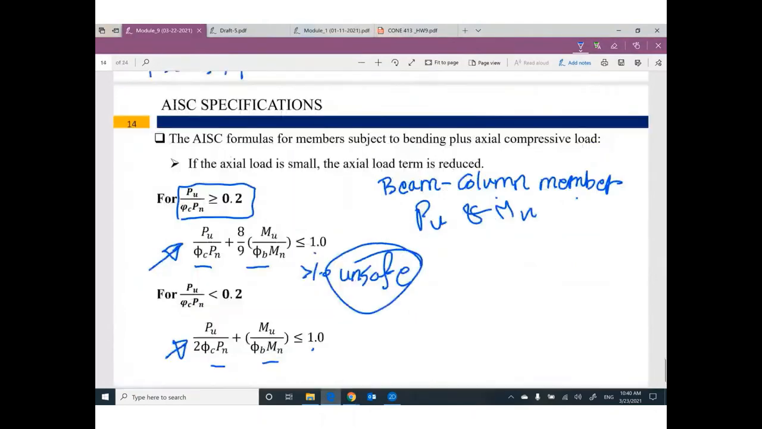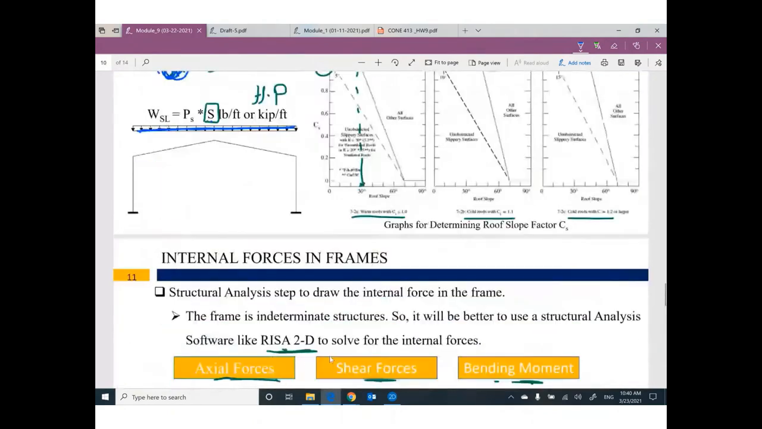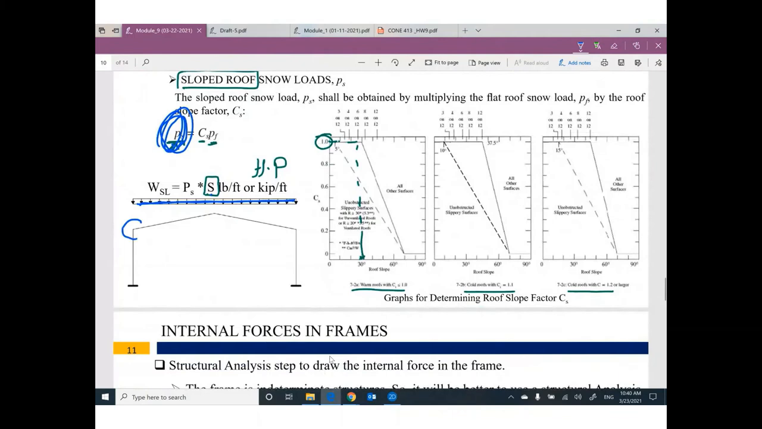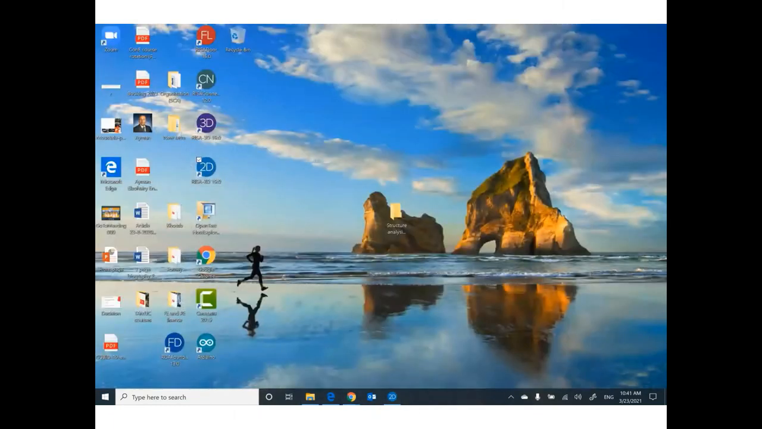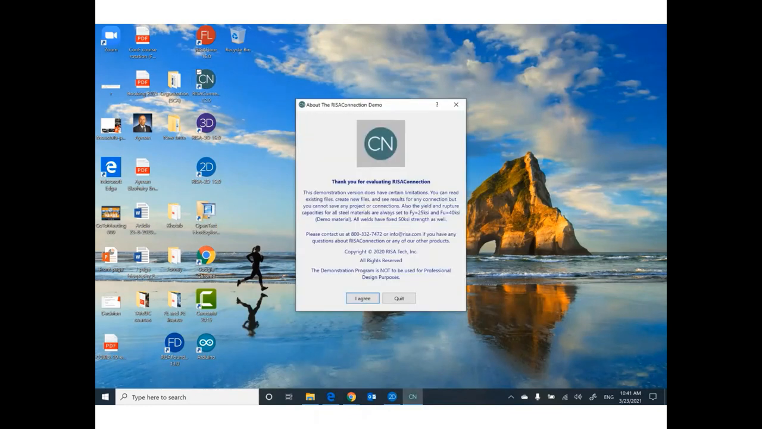Next meeting on Thursday, I will show you something interesting. We have here connection between vertical member and the sloped member. We have a connection between this column and the foundation. How can we design these connections? I will show it to you next meeting, but using new software called RISA connection. This one. I don't have a license for it, so I will run it as a demo.